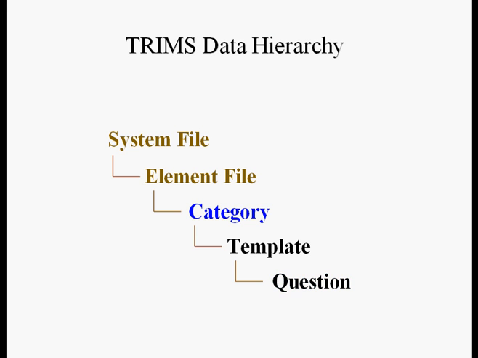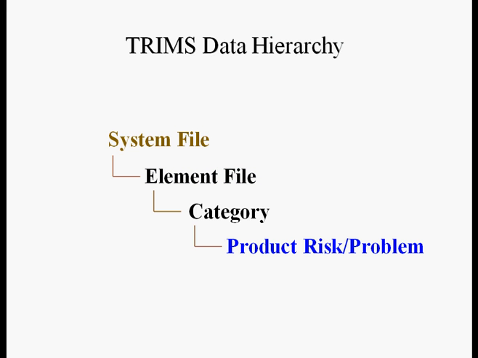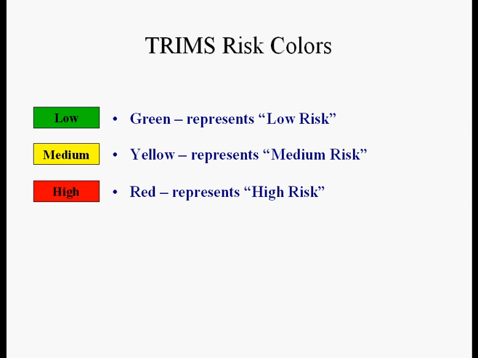Templates can be grouped into categories, and several categories of templates make up an element file. Alternatively, you could have product risks or problems, which may also be grouped into categories. A system file is a collection of multiple element files. TRIMS uses 5 colors to display the status of risks. Green, yellow, and red are used to represent low, medium, and high risk respectively.